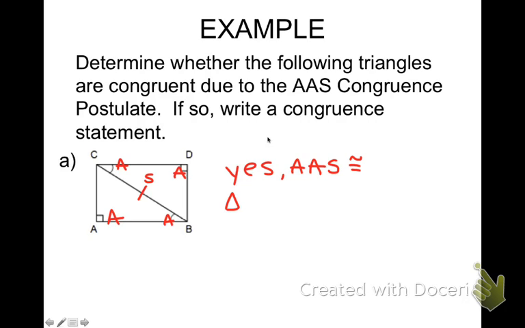And if I go triangle CAB, that would be... No. Nope, it is, because we have an angle, angle, side. That's what that theorem says. And C would correspond with B on the other side, A corresponds to D, and then C.